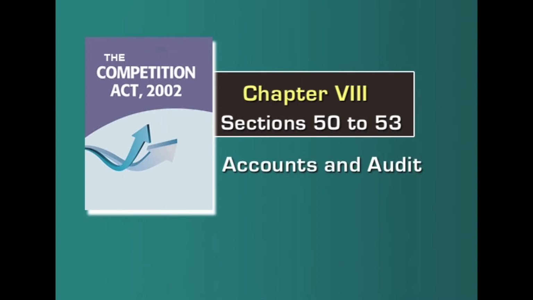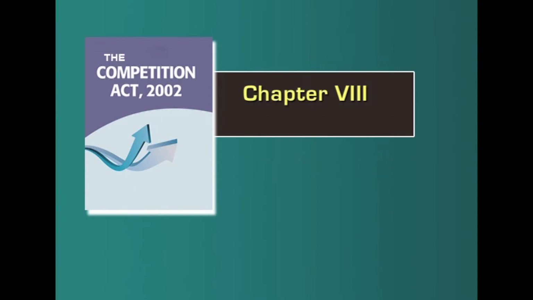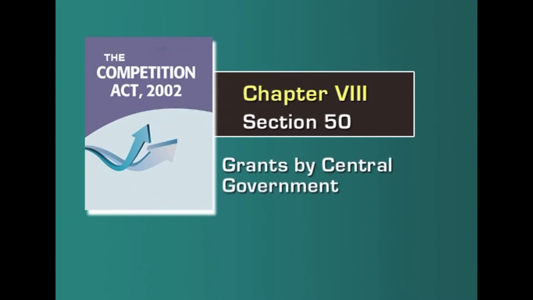Sections 50 to 53 deal with the manner in which the accounts have to be maintained and the accountability relating to it, and who holds a higher say in terms of transparency with regard to accounts. Section 50 talks about grants by central government. As we all understand, the central government holds the key role in ensuring the implementation of the act. The central government will allocate a special fund called the competition fund, which will go to the benefit of the competition commission and to implement the provisions of this act.